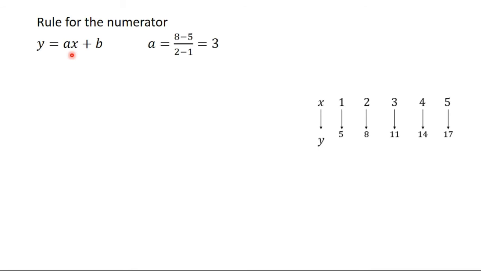A is the common difference in the codomain divided by the common difference in the domain. The common difference in the codomain will be given by, in this case, I'm picking the first two elements, 8 minus 5 divided by 2 minus 1. We have seen from a previous video how this is done. So this is A. We have found A, so we replace it with 3. So we are going to have y is equal to 3x plus b.